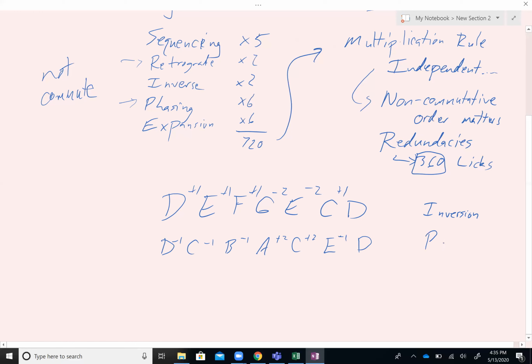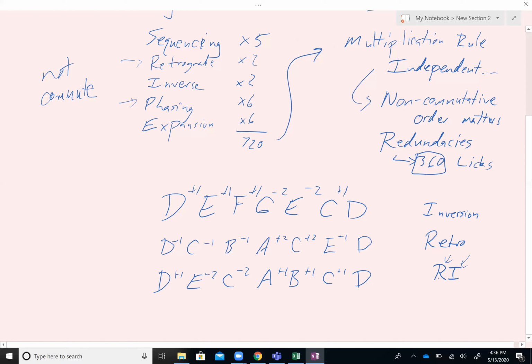And then retrograde is where we write the sequence backwards. So this is D, E, C, A, B, C, D. So this is +1, -2, -2, +1, +1, +1. So in math speak, we would call this RI. Actually, these commute, so it doesn't matter. But just the math convention is whatever you do first goes on the right, and then the other one. So this is inversion first, and then retrograde.